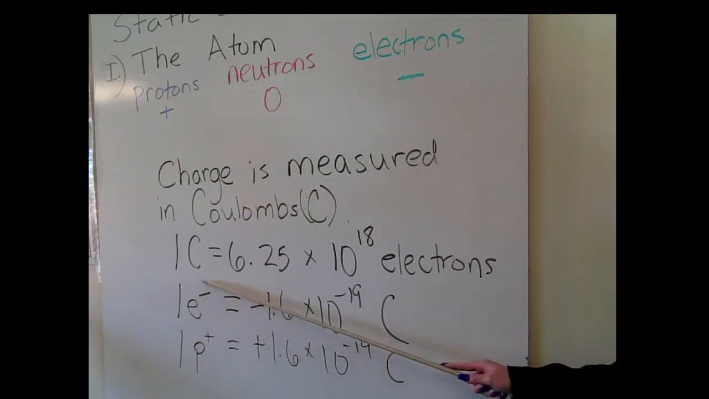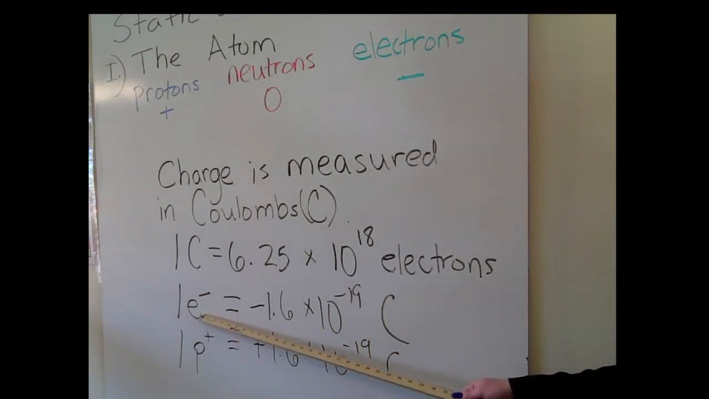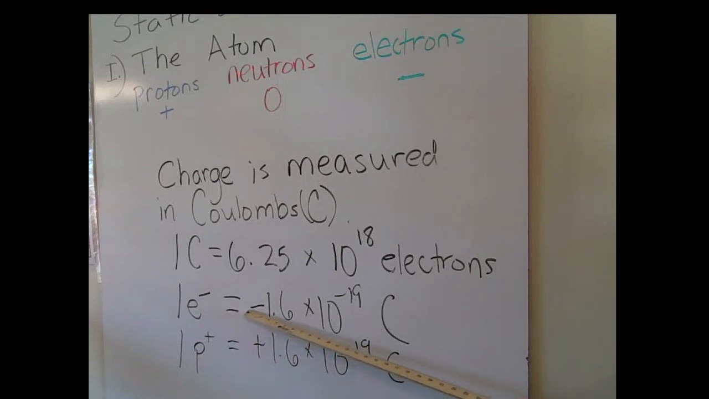1 coulomb is equal to 6.25 times 10 to the 18 electrons. 1 electron, remember it has negative charge, is equal to negative 1.6 times 10 to the negative 19 coulombs. And 1 proton, positive charge, is equal to positive 1.6 times 10 to the negative 19 coulombs.